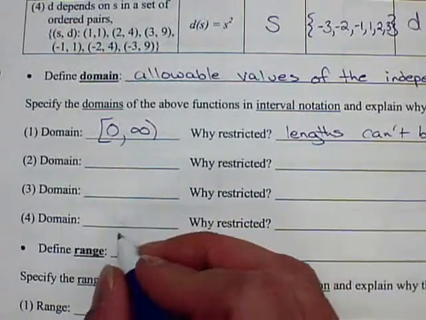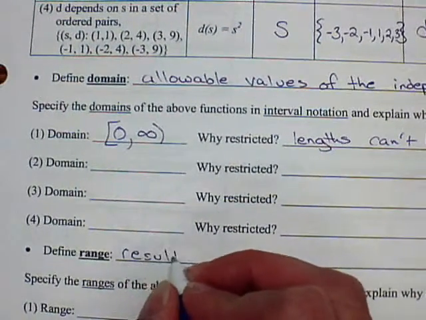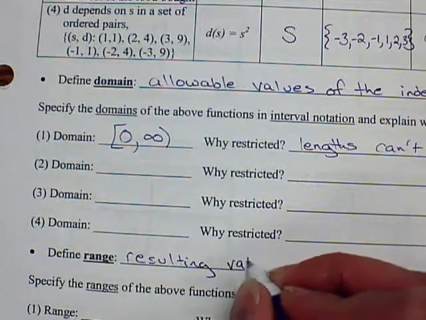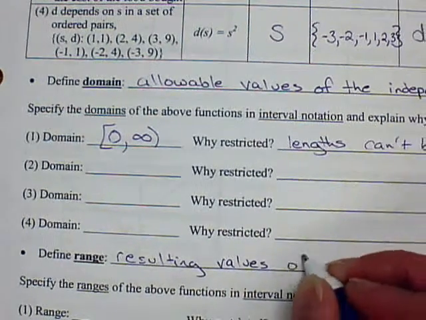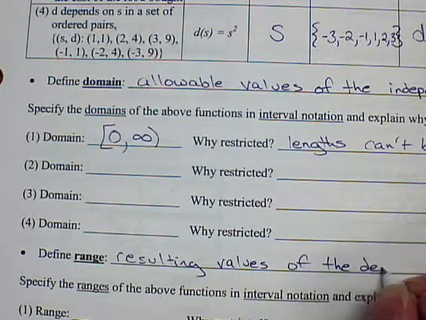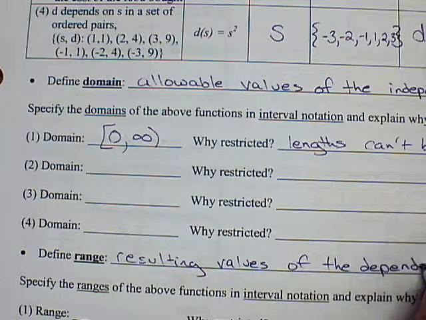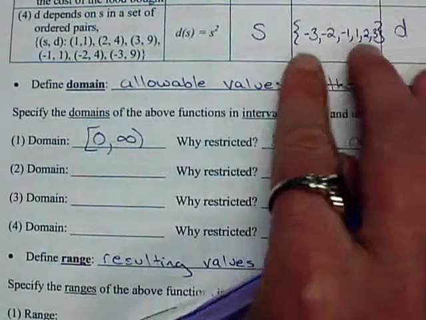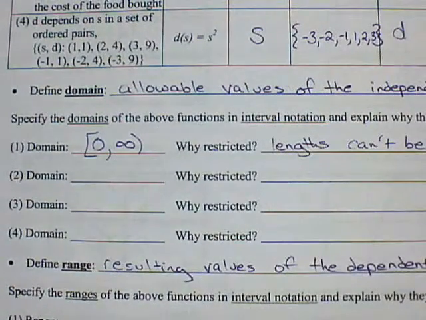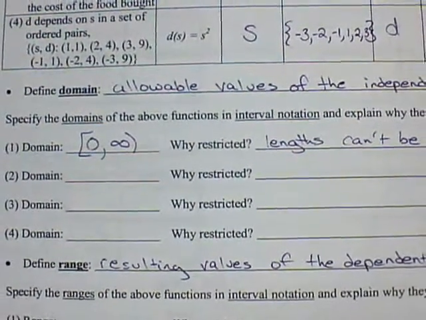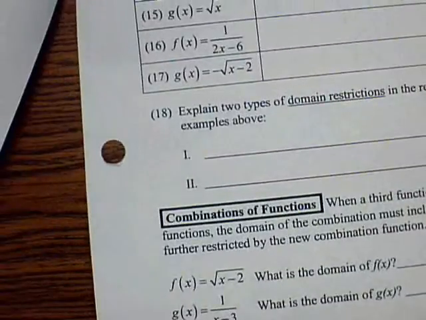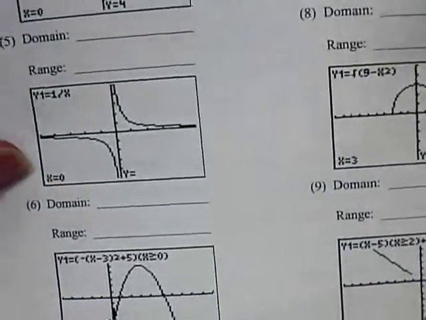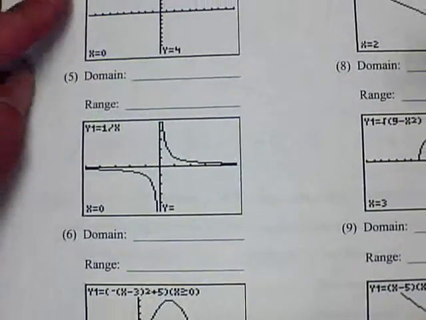The range are the resulting values of the dependent variable. And again, they couldn't be negative. And then on our last one, it was just distinct points. So of course it's restricted to only those values. Now, on the graphs is where I've seen most of the people having trouble. So let's make sure we go over this very carefully.